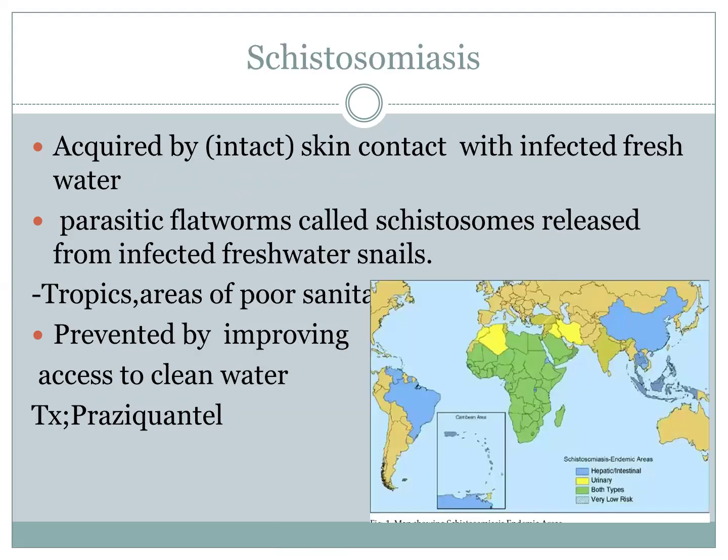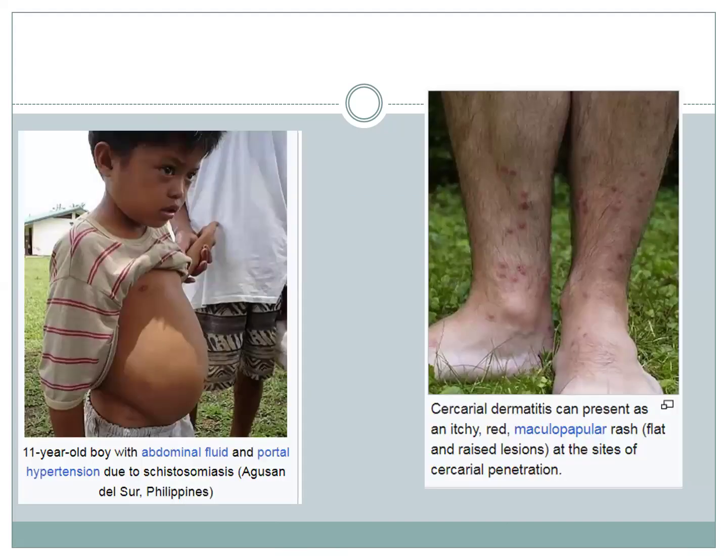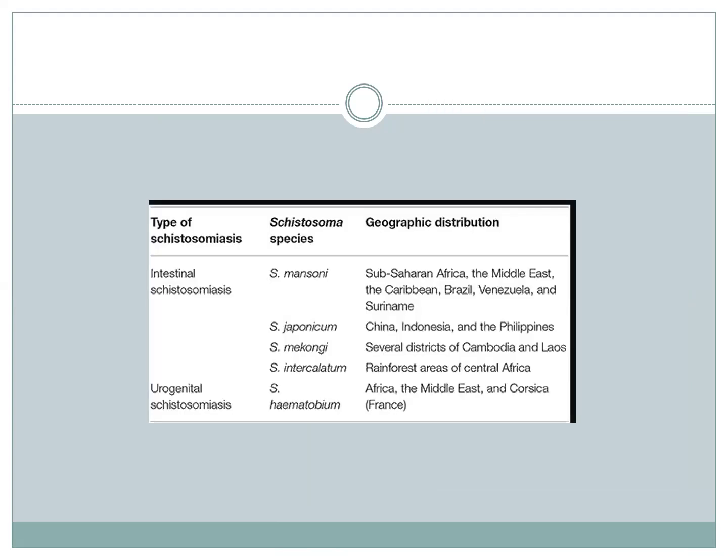Then schistosomiasis. It is acquired by contact with infected fresh water containing parasitic larvae called schistosomes, which are released by infected freshwater snails. It is common in the tropics and areas of poor sanitation. It can be prevented by improving access to clean water. The treatment is praziquantel. It is of two types: Schistosoma mansoni, which causes intestinal schistosomiasis, and Schistosoma haematobium, which causes urogenital schistosomiasis. In this picture you can see children with GI manifestations caused by Schistosoma mansoni.